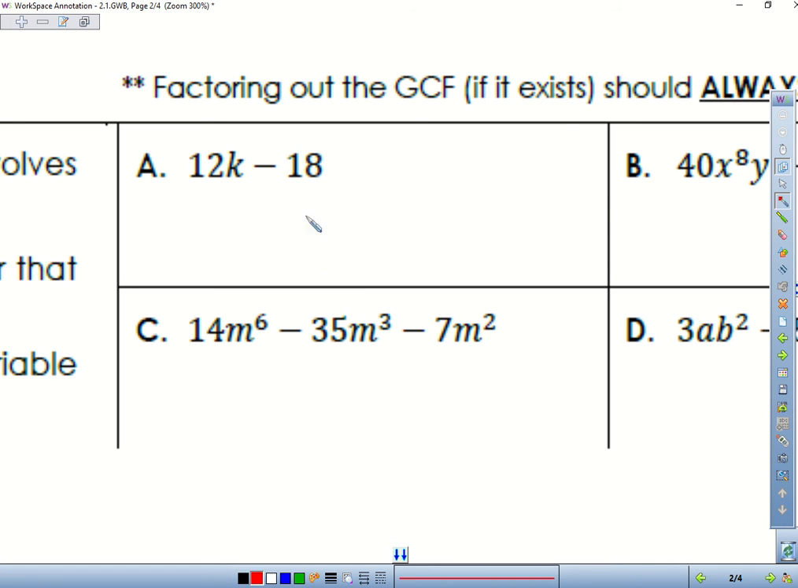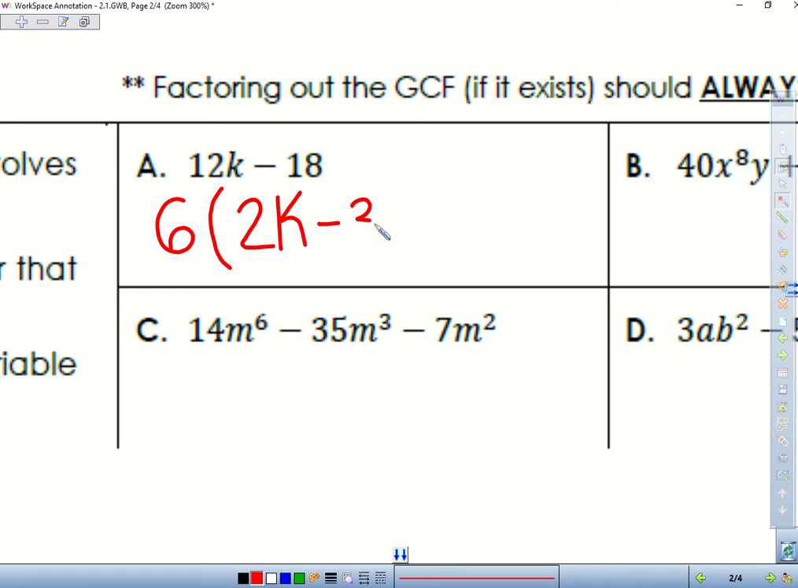So what can I factor out of 12k minus 18? Nothing? We can take something out. 6. Good. We can take out a 6, and that's because both 12 and 18 are divisible by 6, and that's the largest number that they're both divisible by. So we'll take out a 6, and we're left with what? 2k. Good. 2k minus 3. Now, a way to check your work would be to use the distributive property and make sure you get what you started with when you do that. Does everybody see what I'm saying about checking your work?